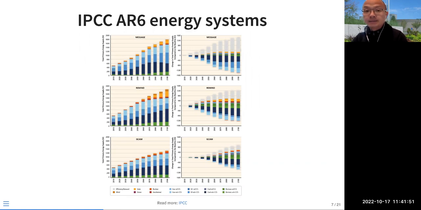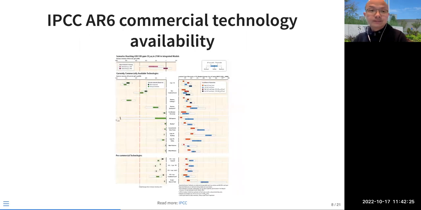Those are the models based on different assumptions. Some are common assumptions, and they give projections of the future energy systems. Those will help us to understand what the pathways are to achieve the desired outcome. And that's the role that integrated assessment models can contribute.